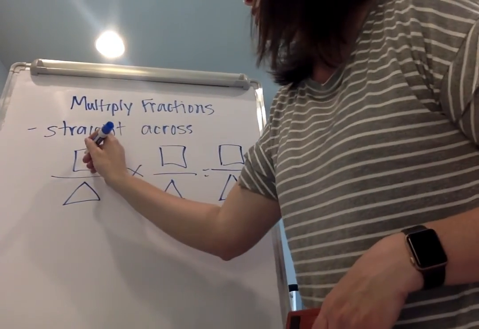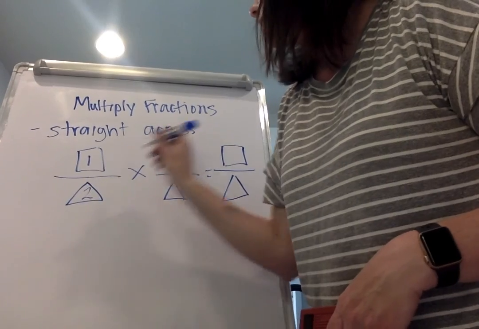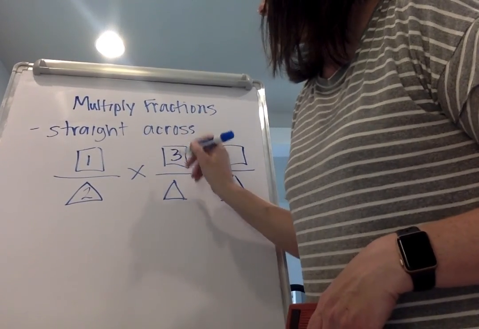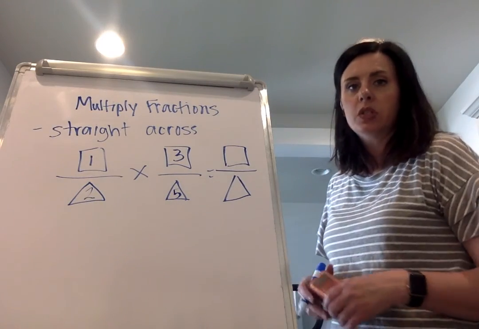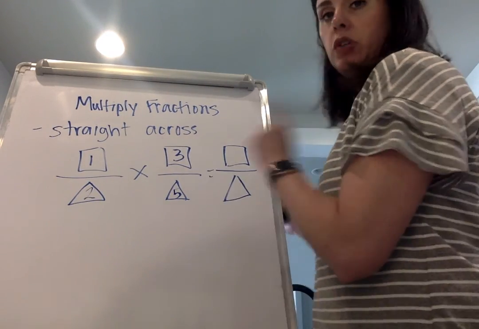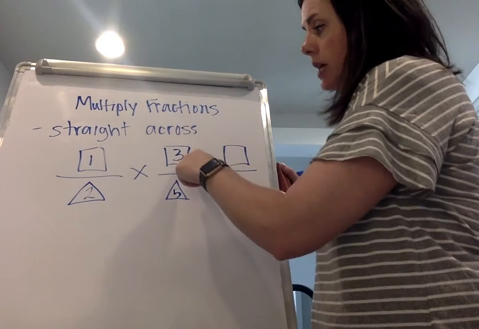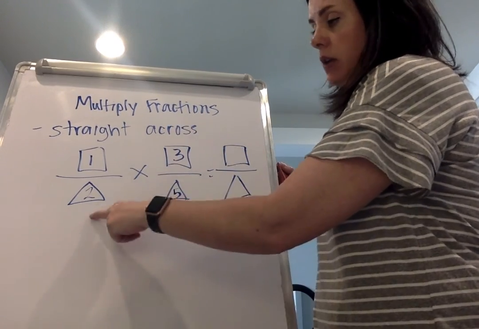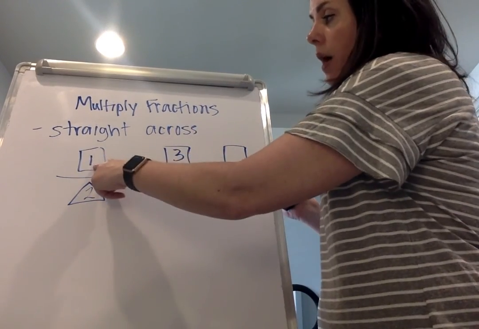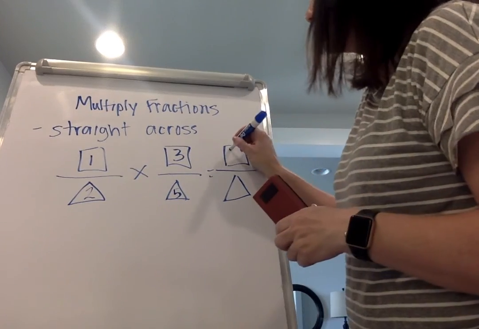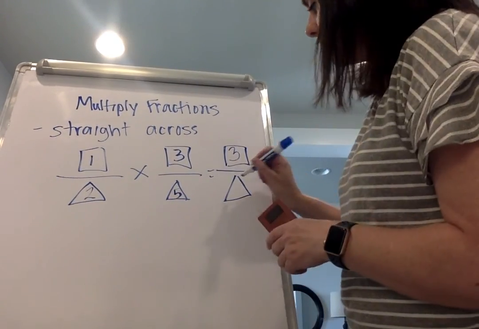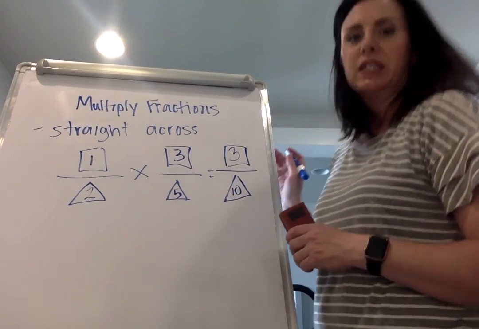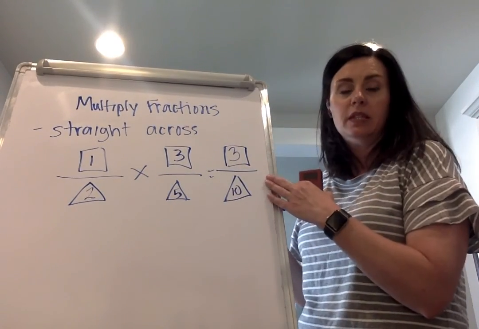So I've got 1/2 times 3/5. Let's try it out. I'm going to do straight across. Numerator times numerator, and then denominator times denominator. 1 times 3 is 3. 2 times 5 is 10. I know that's smaller. So 3/10 is my answer.